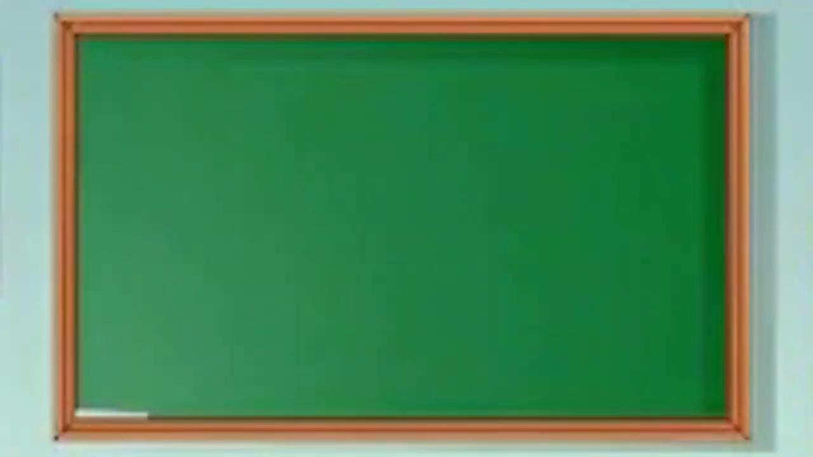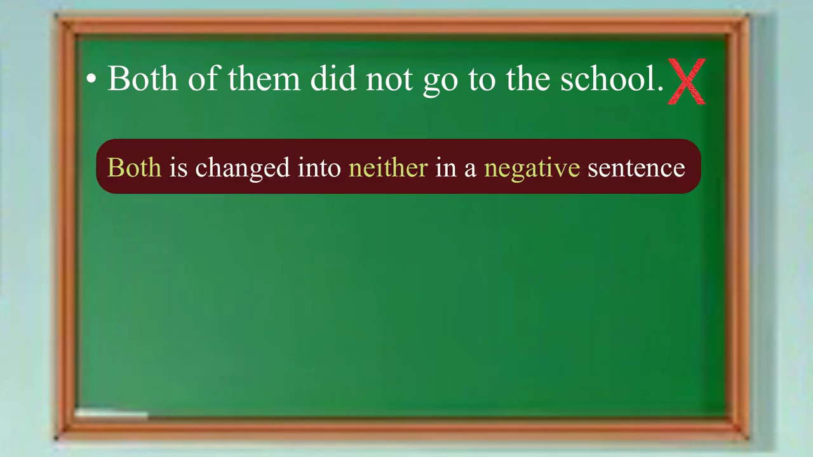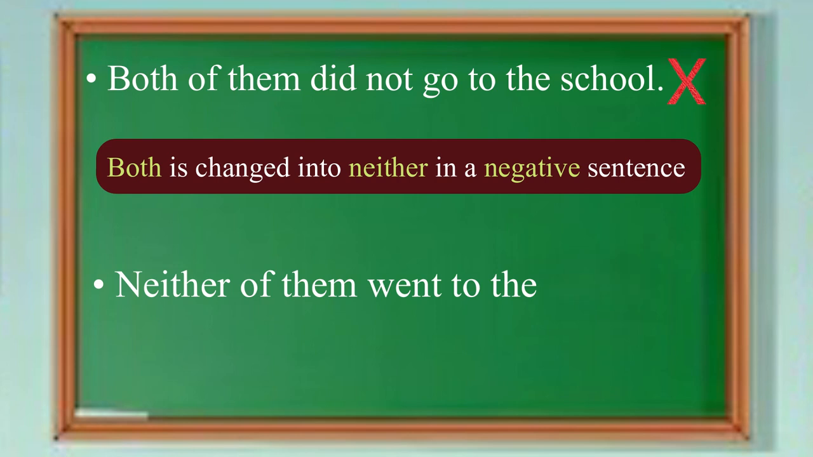The next one is, both of them did not go to the school. This is incorrect. Please note, both is changed into neither in a negative sentence. Now please repeat the correct sentence after me. Neither of them went to the school.